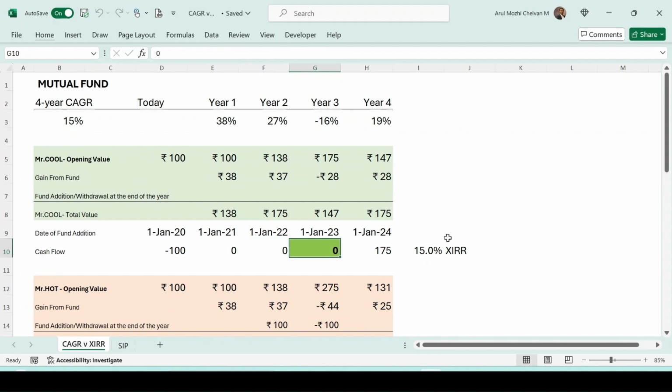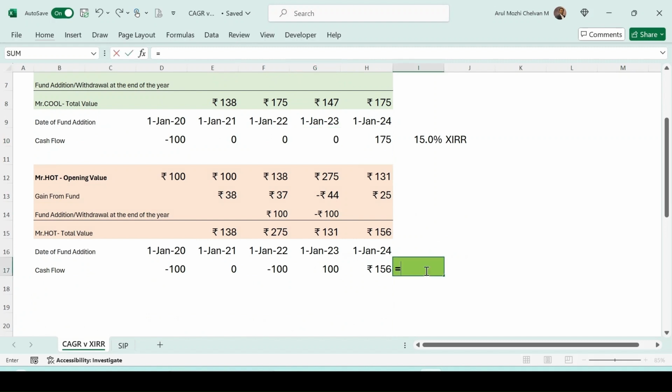Now let us see the XIRR of Mr. Hot. We will apply the formula XIRR. We will select all the cash flows, comma. We will select all the dates, close the bracket. You can see this is the XIRR of Mr. Hot, because he made investment at an unfavorable time. That is, when the fund generated a negative return, he invested rupees 100 and he withdrew rupees 100 when the fund generated positive return. So because of this poor timing of cash flow, his XIRR is lower than the XIRR of Mr. Cool.